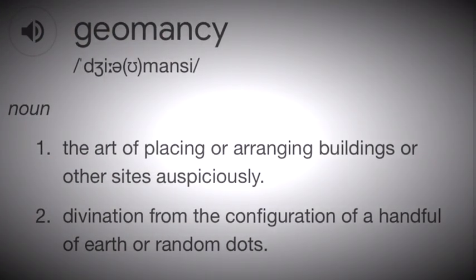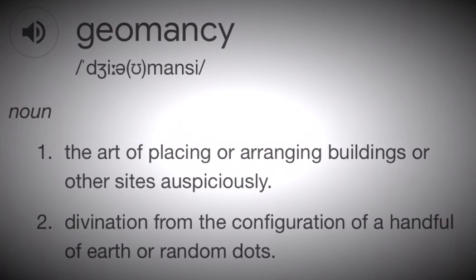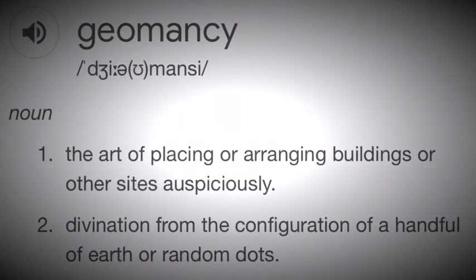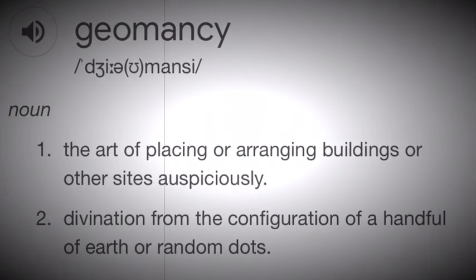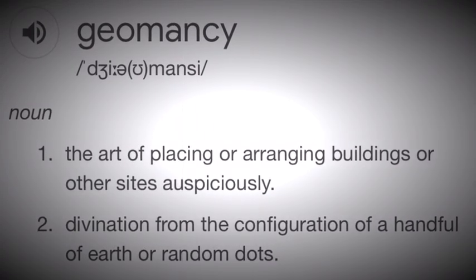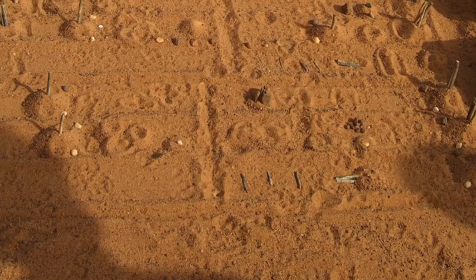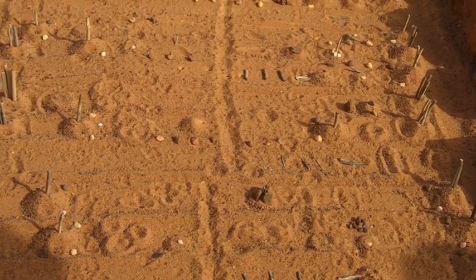The definition that we're looking at today is number 2. It's the second one on this list here. Okay, there are different types of Geomancy, but we're going to be looking at the 16 symbols, which originated from earth divination and sand reading.